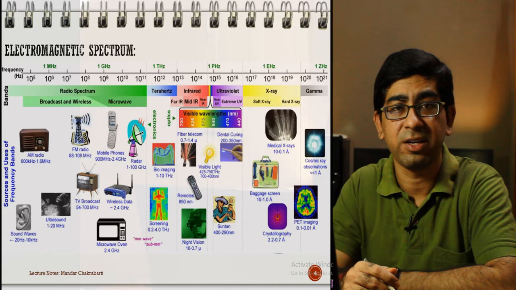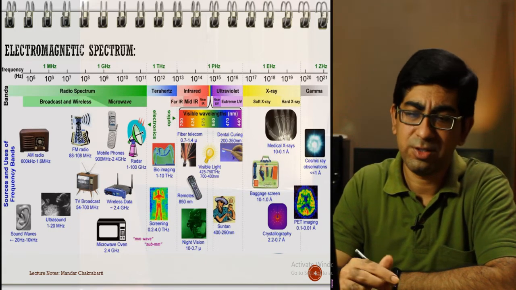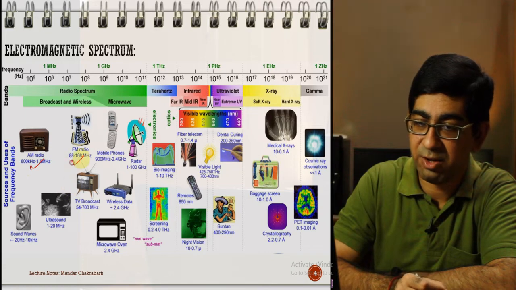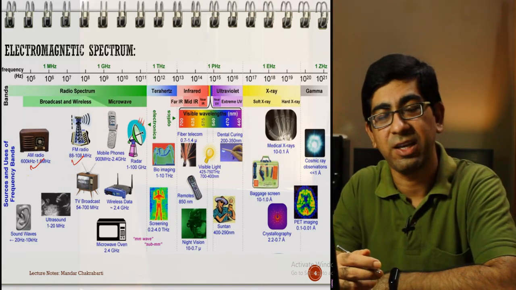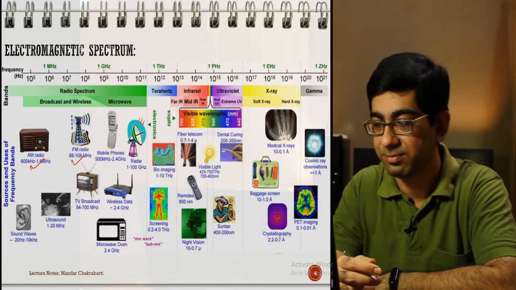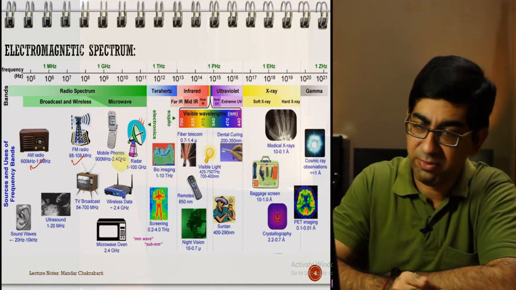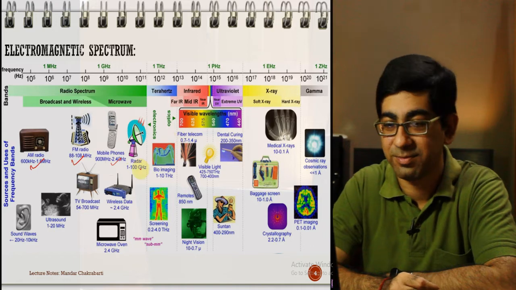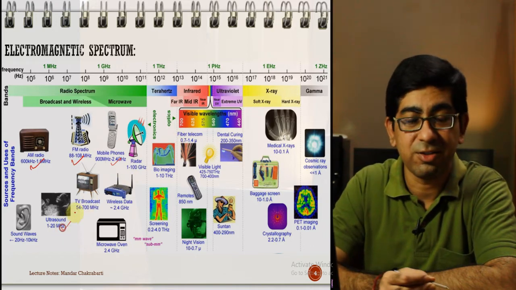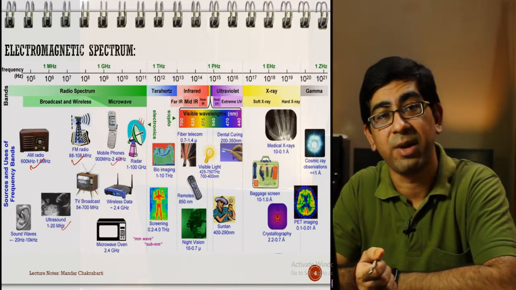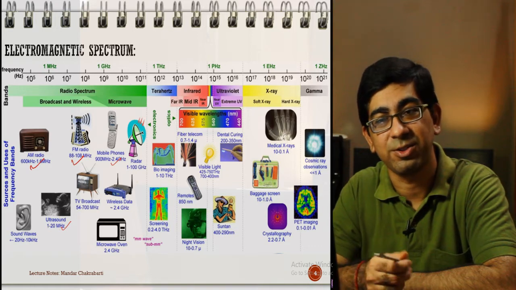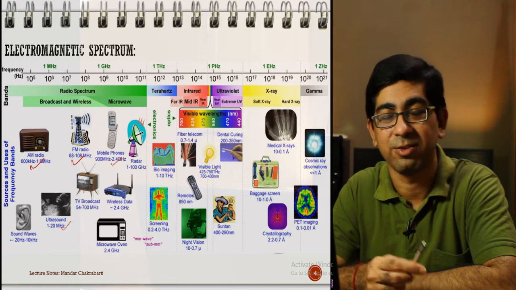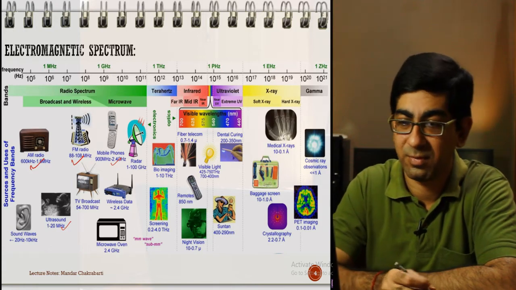Now this next image gives us greater details about all the different applications which are possible by the manipulation of the electromagnetic spectrum. So you can see the AM radio, FM radio, they all function in the radio spectrum. Our mobile phones also function in the radio spectrum. Ultrasound, which is utilized for medical applications, also functions in this low frequency range known as the radio spectrum.